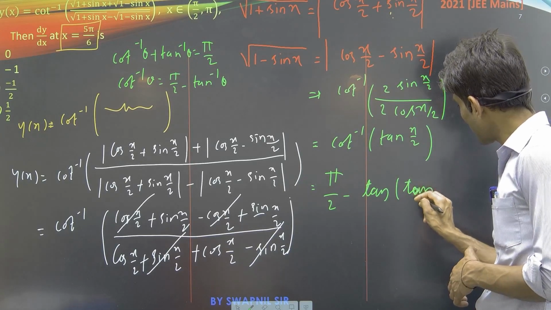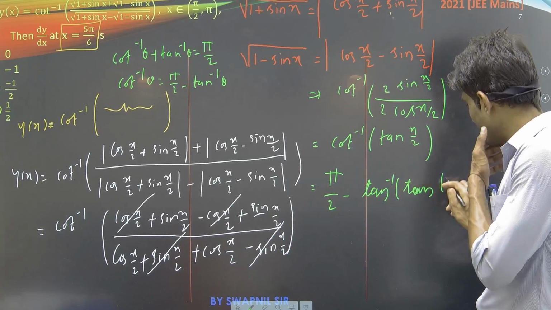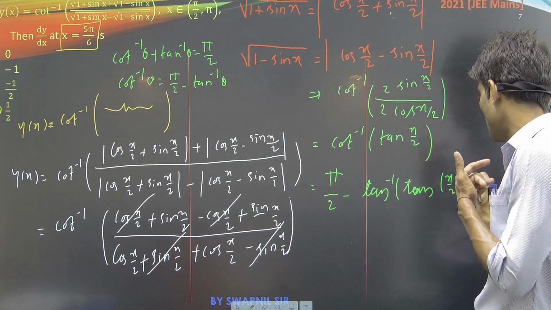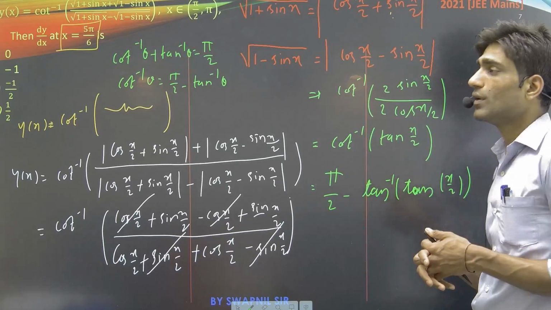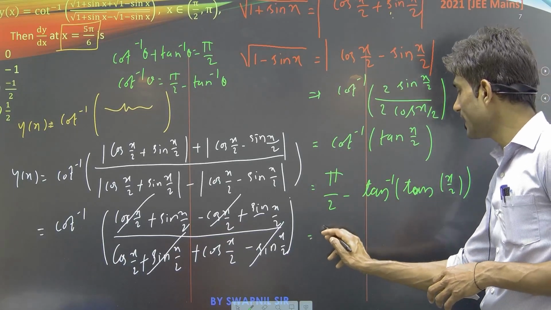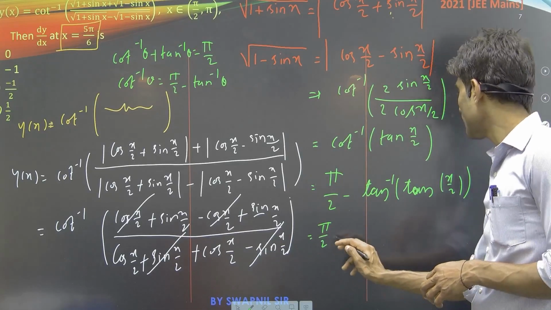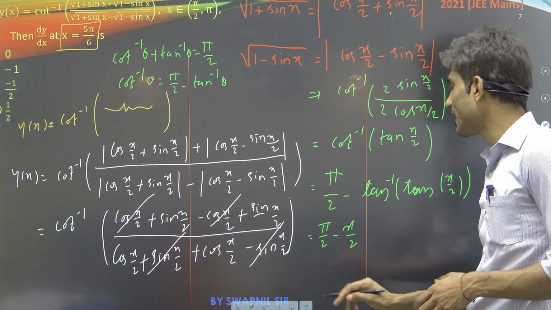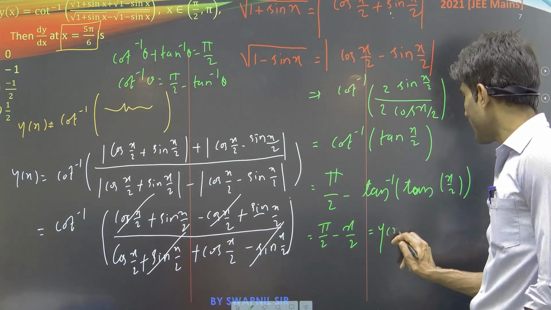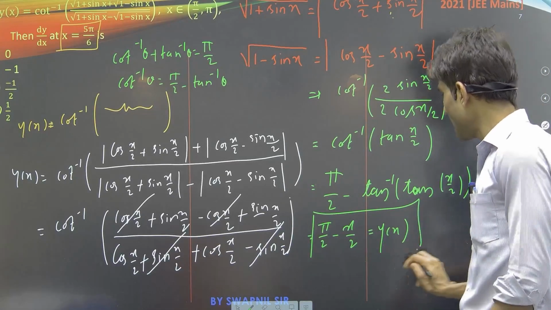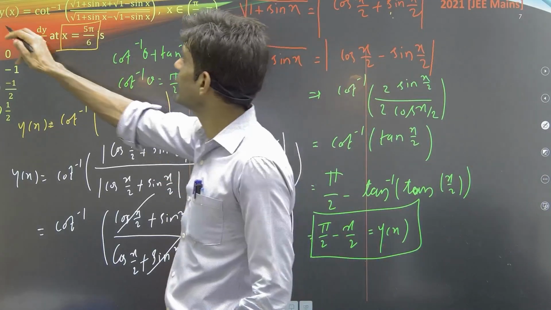tan x by 2 here. Tan inverse of tan x by 2. We know that tan inverse of tan goes to the own term only. So we write here pi by 2 minus x by 2. This one is the value for y of x. This one is the simplified form for our given y of x.